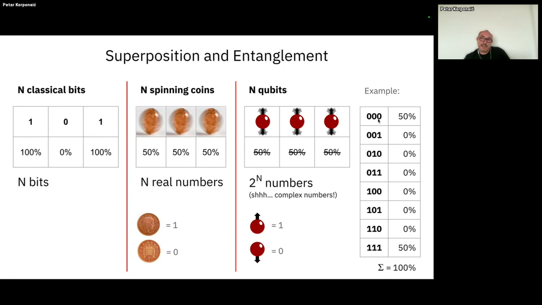To express that, we cannot express this relation with only three floating point numbers, or with only three real numbers. This is why we need 2 to the n numbers. So for three particles, so for 3 qubits, we need 2 to the 3, which is 8. We need 8 numbers. For every possible outcome, we have a probability.